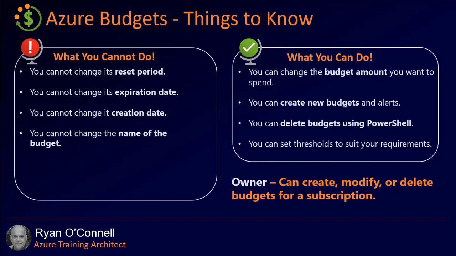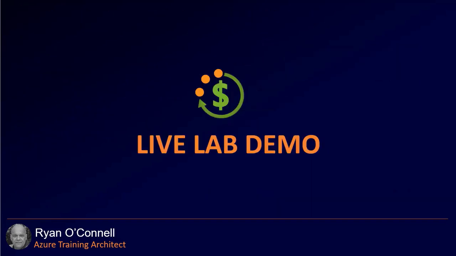What can you do once the budget's created? Well, you can change the amount you want to spend. You can create new budgets and alerts. You can delete the budgets using PowerShell, and you can set thresholds to suit your requirements. Remember, the owner can create, modify, and delete budgets for a subscription. So let's dive into the portal and get our hands dirty and get an overview of how to create our first budget.